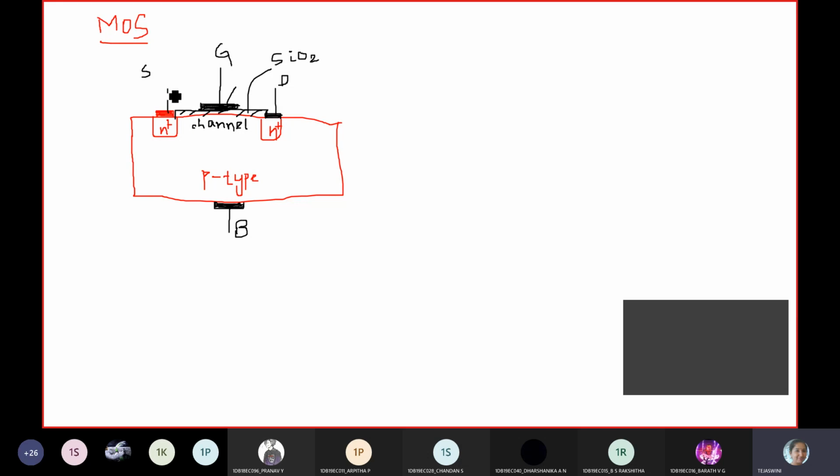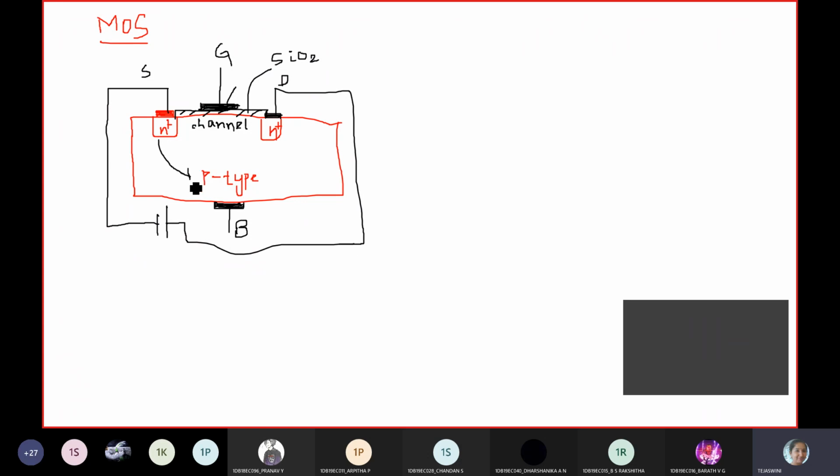Now I'll make the source and the body forward biased. Forward bias means I have to connect it to which one, positive or negative? It is n plus. Negative is connected to the terminal, and this positive is connected to the drain. So now tell me, drain and the source, is it forward or reverse biased?